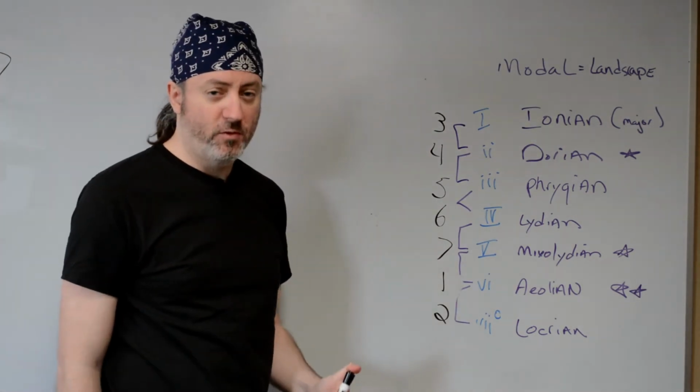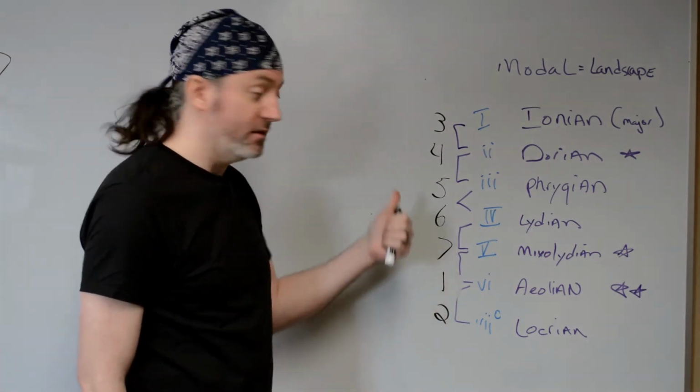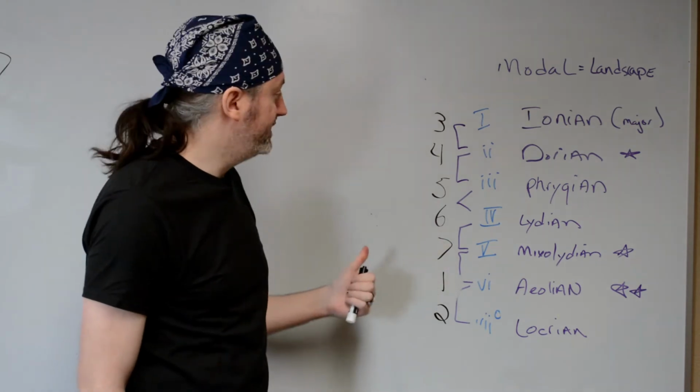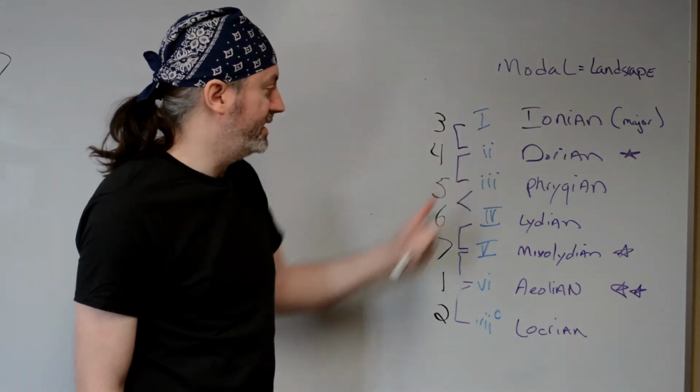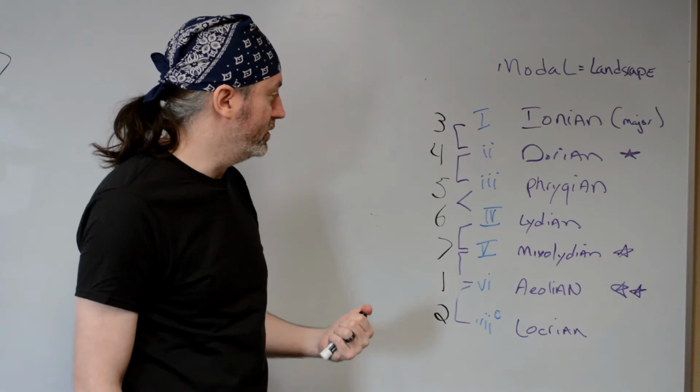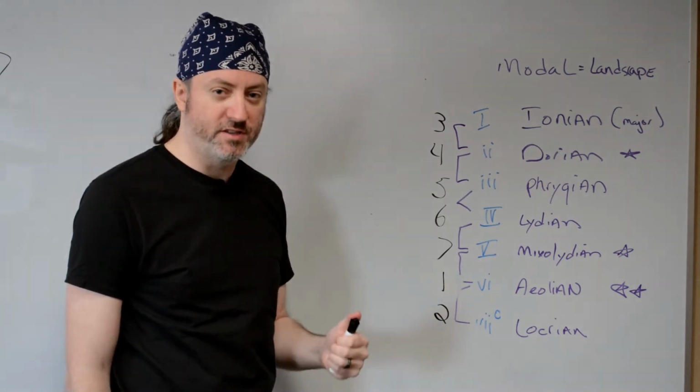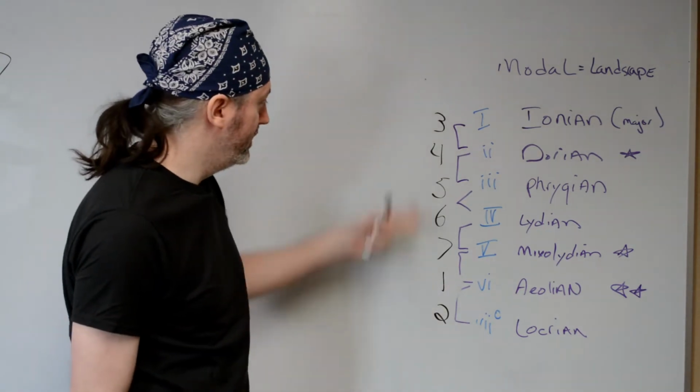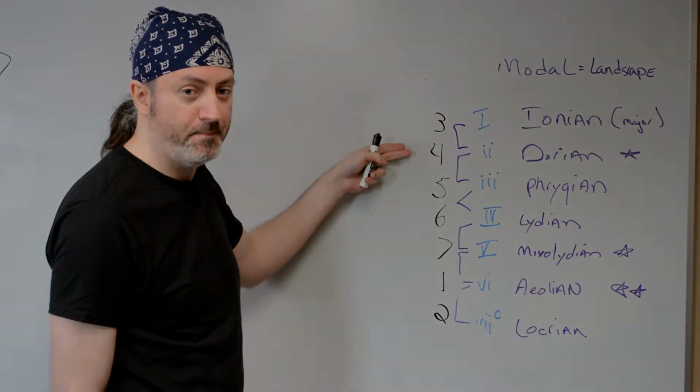So just like before, why don't we play a Dorian mode? Now last time the Dorian was the 2nd note. It's the 2nd mode of the major scale, but we're not doing major scales anymore. Now, the Dorian is number 4.